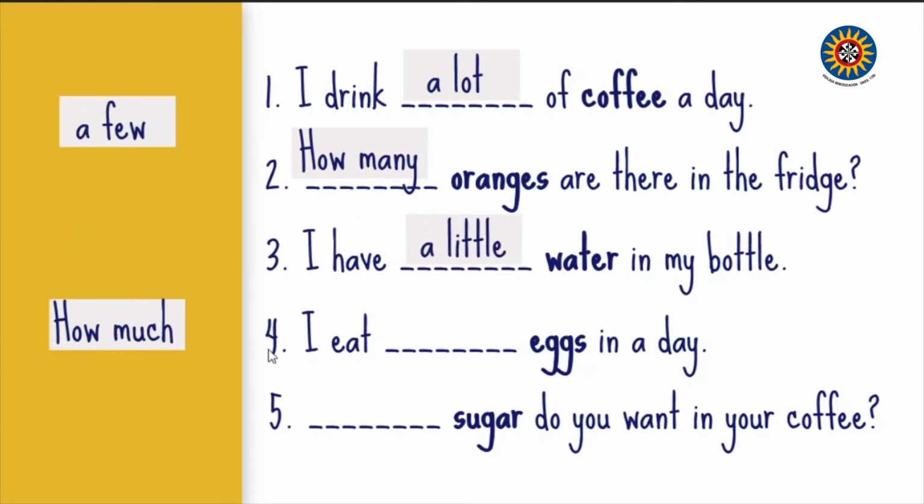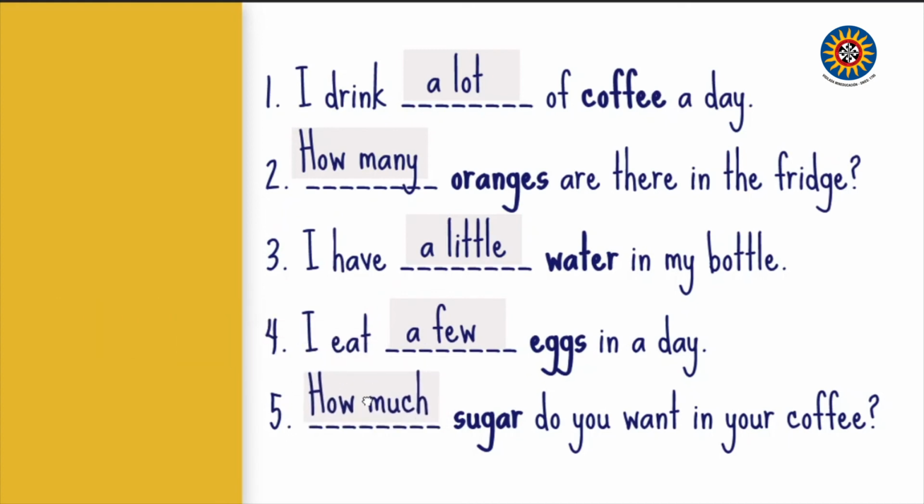For sentence number 4, I eat blank eggs in a day. We use the quantifier a few because eggs are countable. Finally, for the last question, we use how much. How much sugar do you want in your coffee? Remember that we use how much with uncountable food like sugar. Okay, good job. Remember to check your answers.